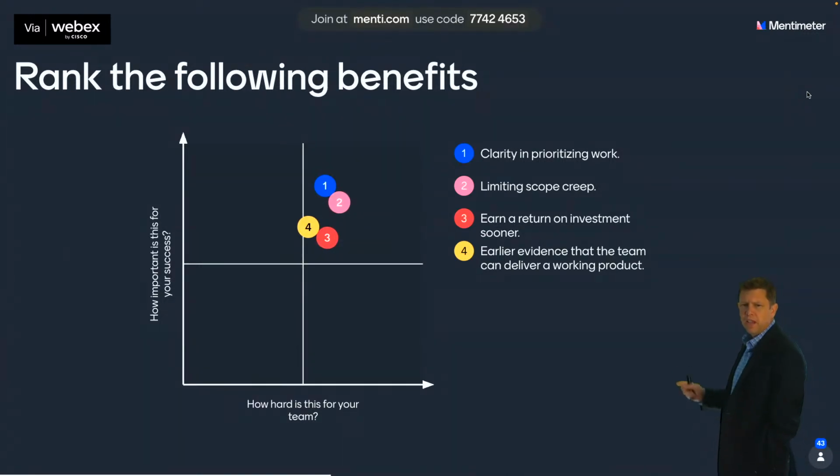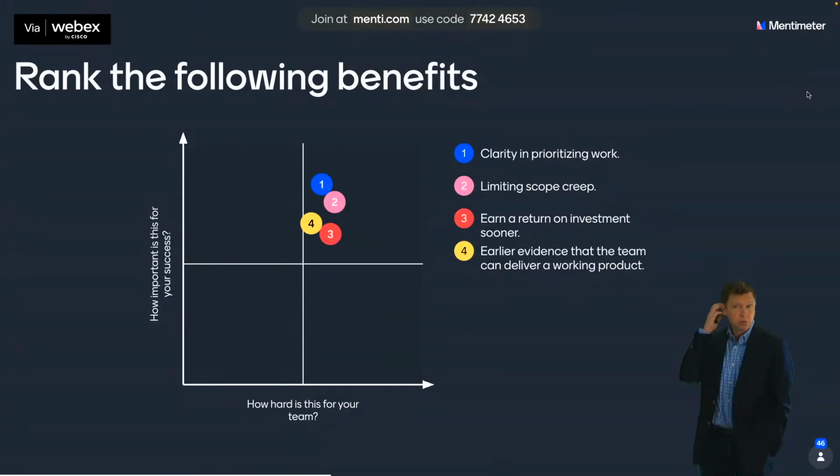But side to side, we're saying that earlier evidence that the team can deliver working product is actually easier than limiting scope creep. It sounds like limiting scope creep is a big issue for everyone, which is very true. It's very easy to try to fit just one more thing in.